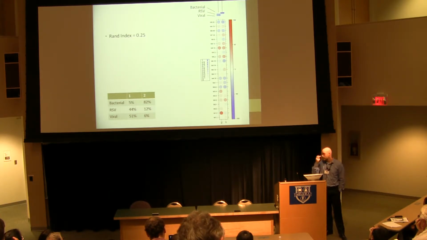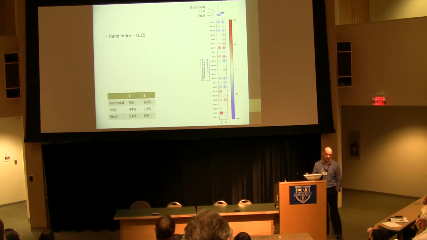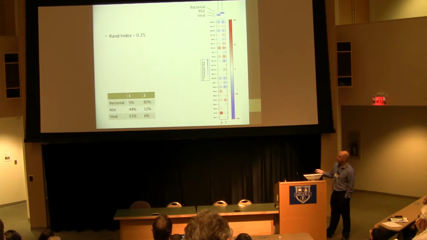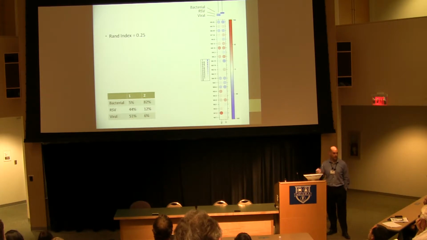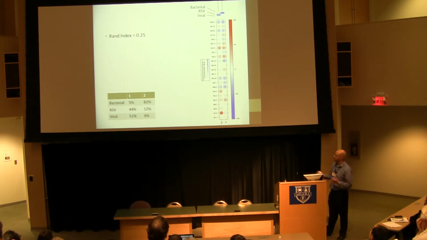All right? It's 82% bacterial. And then the left-hand cluster is made up of RSV and viral. RSV is a virus, so that's not surprising. And so that's 95% viral. So this is good for illustrating and visualization purposes, but it's not, you know, what I would call true prediction, though some people use this for classification. You wouldn't want to develop an assay off this. Our RAND index is 0.25, which is pretty good.